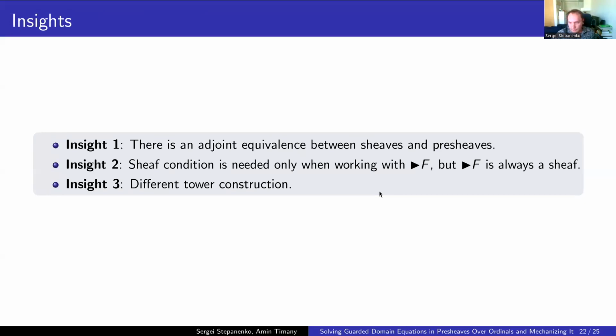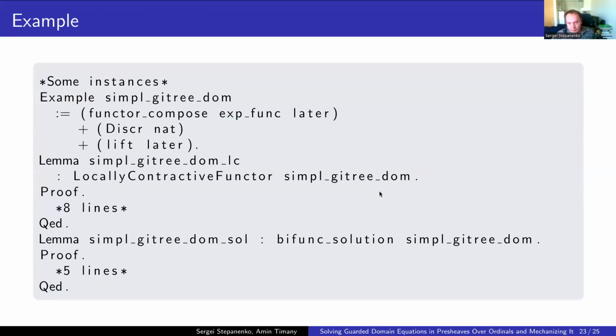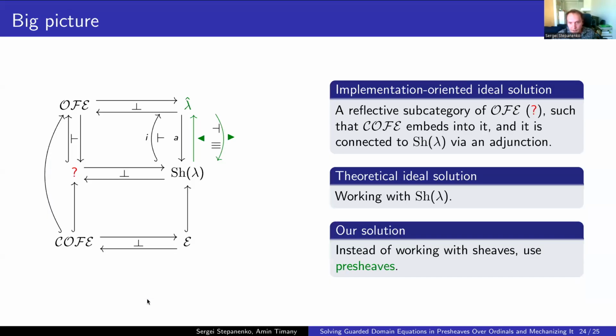So with those three insights, we were able to formalize it, and on the slide you can see a small example of what we can do. That's the original functor for D that was shown in the very beginning. We can really quickly show that it's locally contractive and obtain a solution for it.